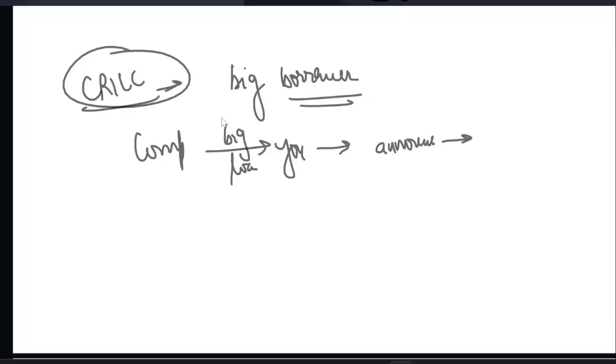So now the question is, what qualifies as a huge loan? When will we consider a loan as a huge loan? The RBI says that any exposure of 5 crore and above must be reported to CRILC. But here is the twist.